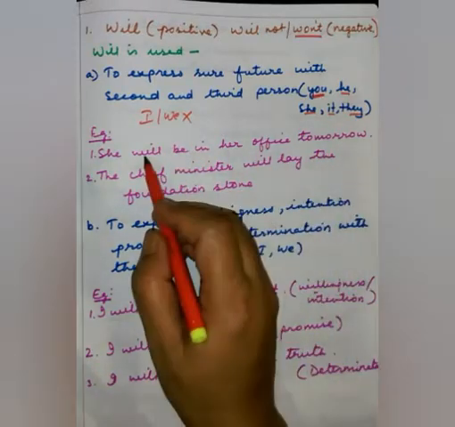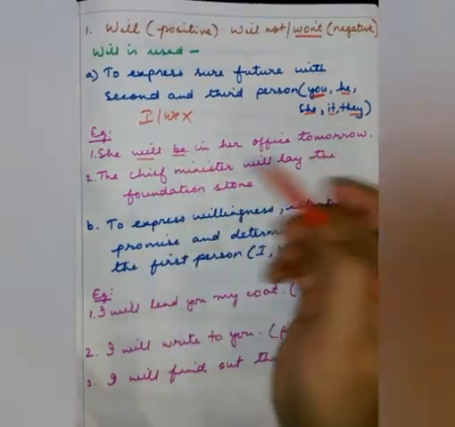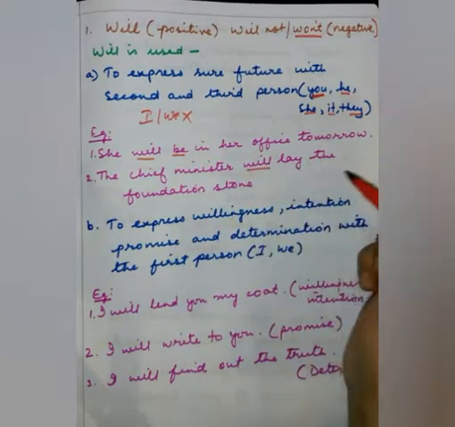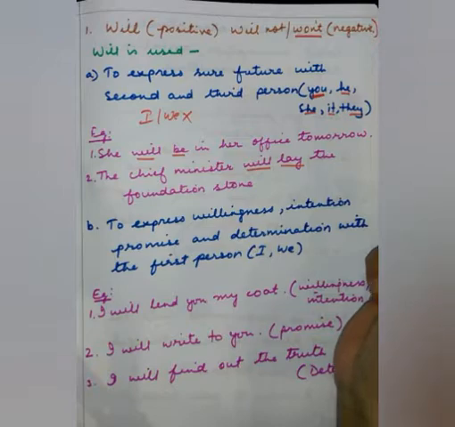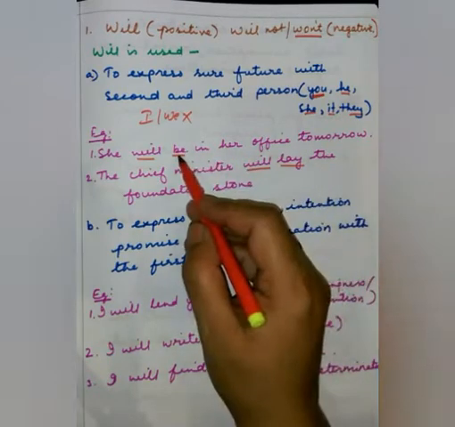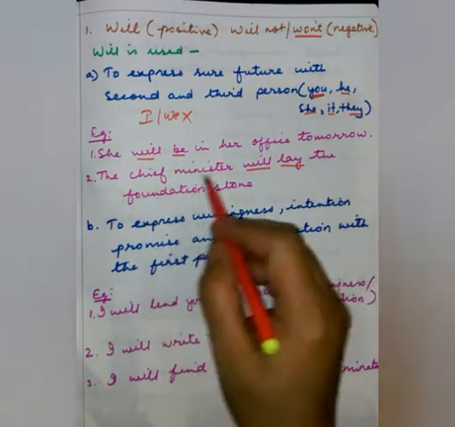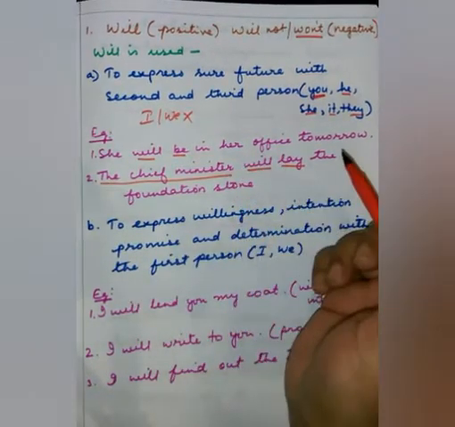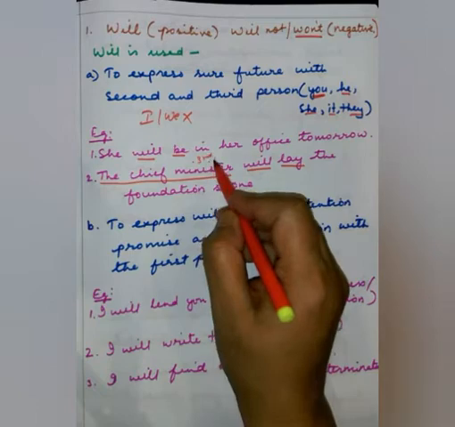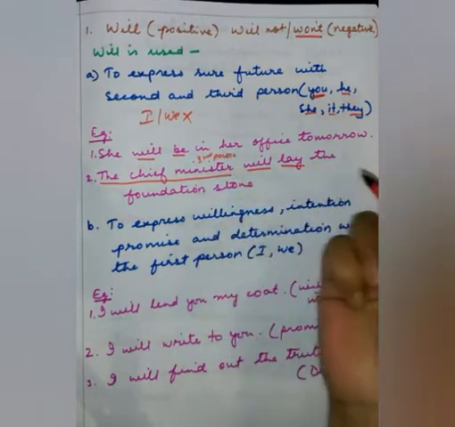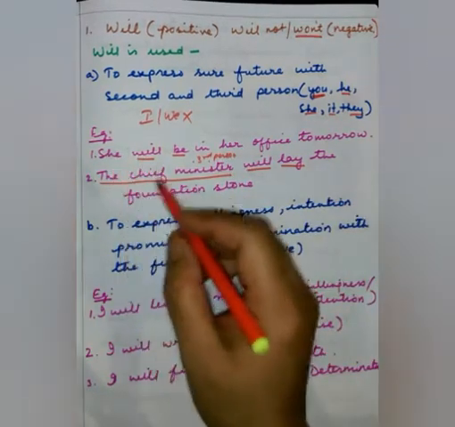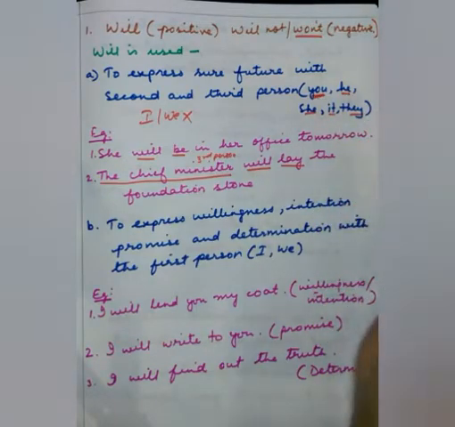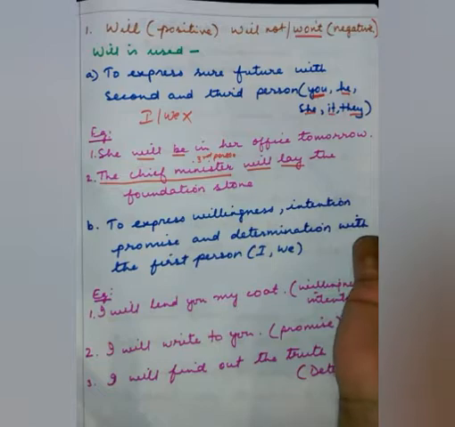She will be in her office tomorrow. She will be. Be is your verb here, main verb, and will is your modal verb. Number 2, the chief minister will lay the foundation stone. Lay is your main verb, and will is your modal verb. The chief minister means the third person. It stands for he. Instead of saying he, we give a name to the subject, and same way she. So you, he, she, it, and they. Okay.